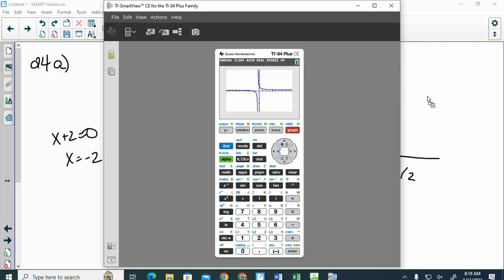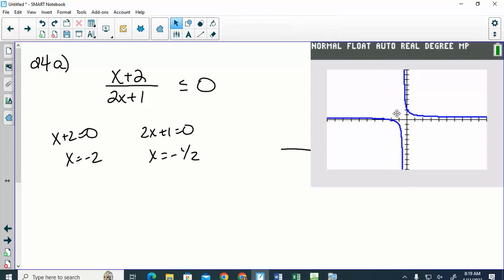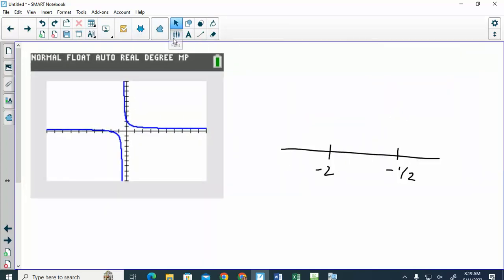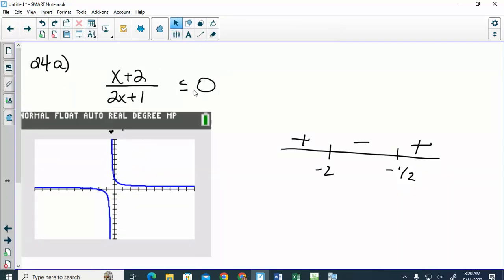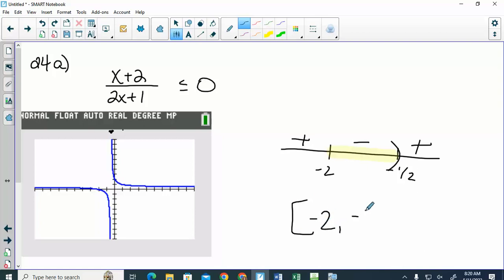If I take a look at this graph, we want to know whether it's positive or negative. So that's above or below the axis. Before -2, this thing was above the axis, so it was positive. Between -2 and -1/2, it's below, so that's negative. And after -1/2, it's positive again. We wanted everything less than or equal to 0. Less than means the negatives. Equal to means brackets. However, can both of these be a bracket? No, because the bottom of a fraction can't be 0. So the -1/2 has to get a parenthesis. So it's bracket -2 comma -1/2. Is that okay?